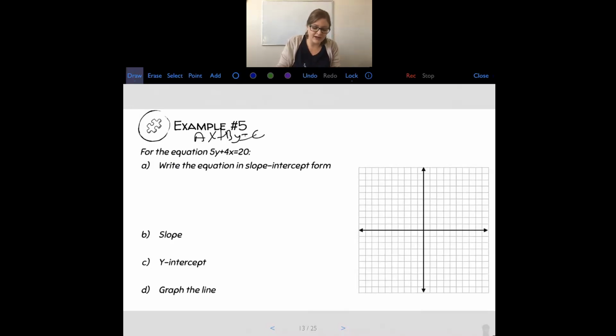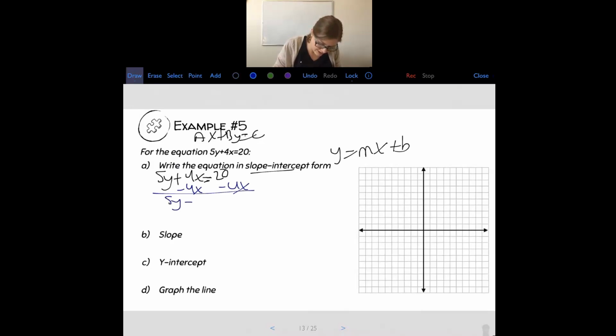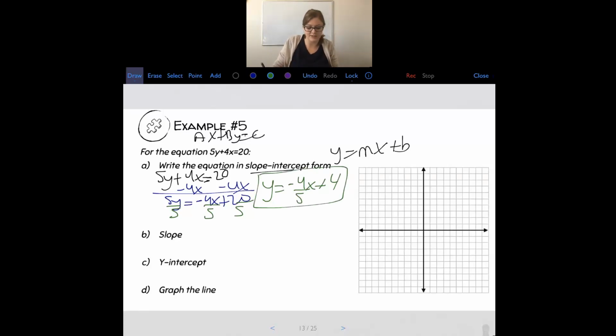So if we're writing it in slope-intercept form, this means that we're writing it in the form of y equals mx plus b, where the equation is solved for y. So I'm going to rewrite it. Okay, and then we're going to solve for y. So we subtract 4x from both sides to get 5y is equal to -4x plus 20. And then to get y by itself, we divide each term by 5 to get y is equal to -4/5x plus 4. So this is the equation in slope-intercept form.